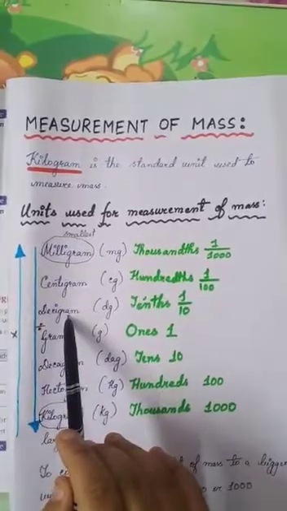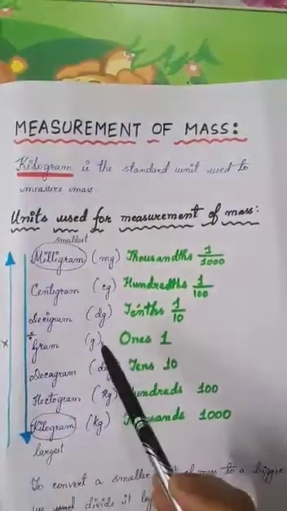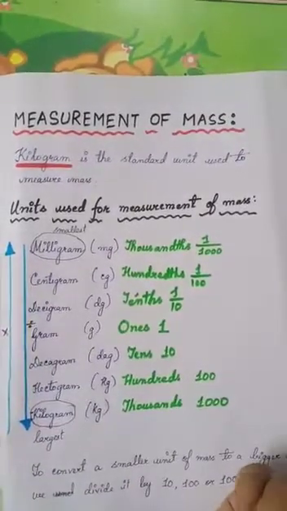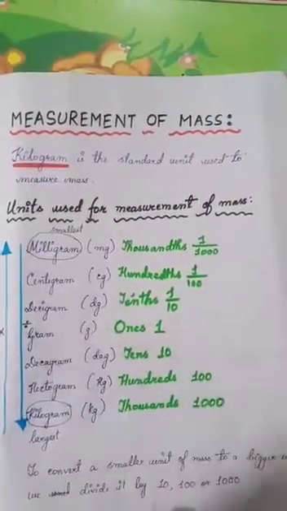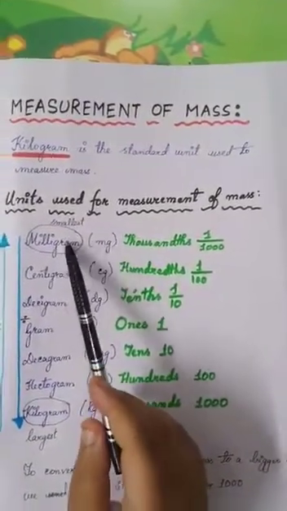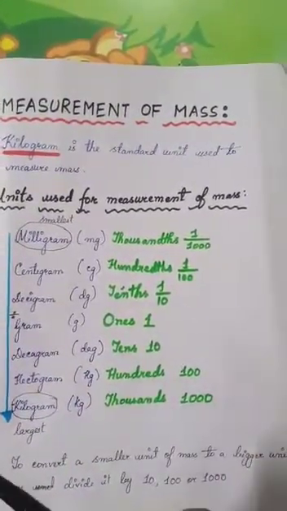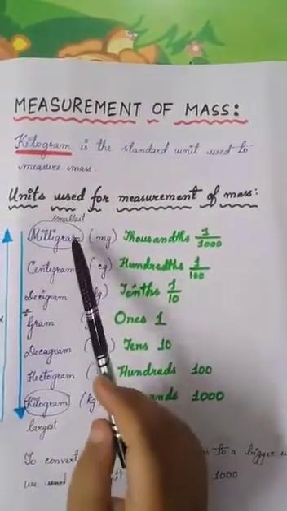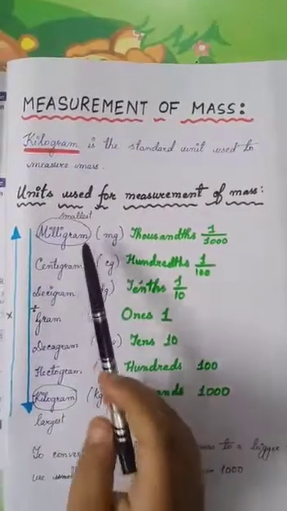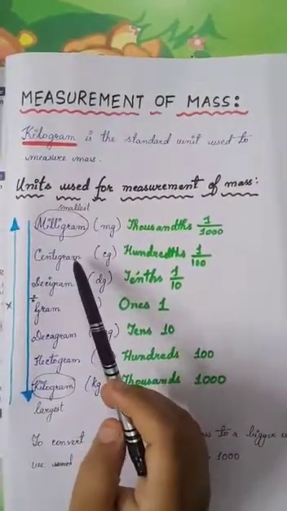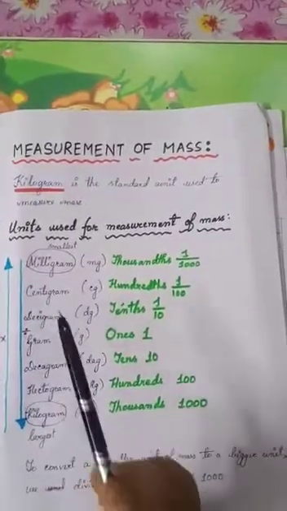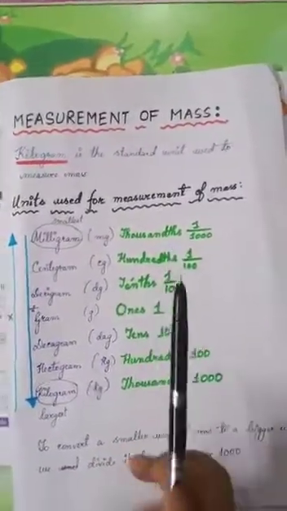So the difference between milligram and decigram is 100. When you convert from milligram to decigram, you have to divide by 100, because from top to bottom you divide. Or suppose you convert from milligram to centigram, you divide by how much? By 10. If milligram to gram, you divide by how much? By 1000, because milligram to centigram 10, centigram to decigram 10, decigram to gram 10. So 10 multiplied by 10 multiplied by 10 is 1000.